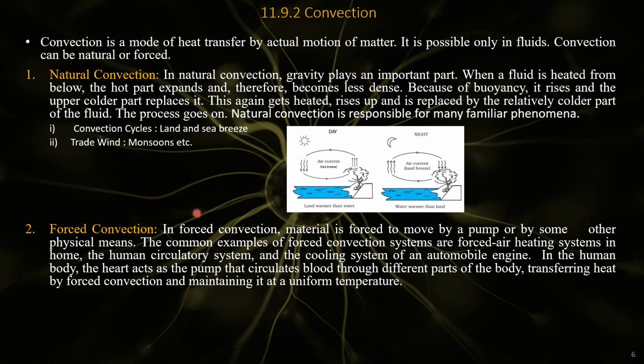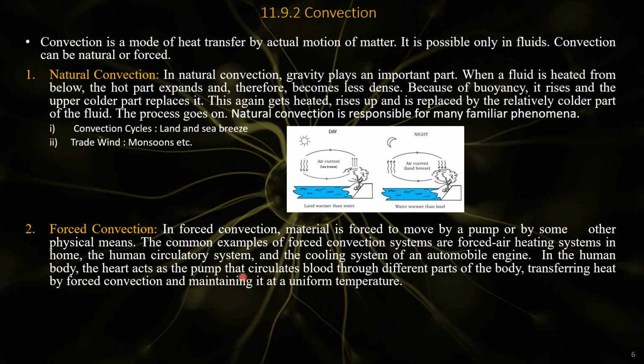The second type of convection is forced convection. In forced convection, material is forced to move by a pump or by some other physical means. Common examples of forced convection systems are the forced air heating system in a home, that is AC. The human circulatory system in our body is also a form of forced convection, and so is the cooling system of an automobile engine. Through the radiator we cool and circulate the hot air and all that. That is also a form of forced convection.